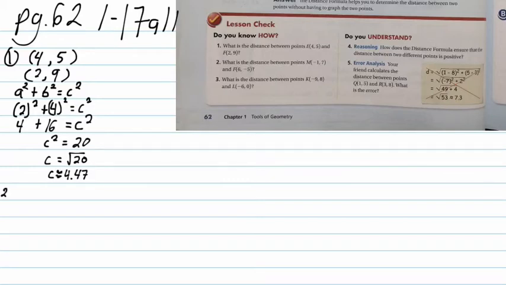Number 2, find the distance between -1, 7, and 6, -5. To find the distance between these 2 points, we're going to find the distance horizontally, find the distance vertically and use the Pythagorean theorem to find the distance diagonally. That's what the distance formula does. Distance between -1 and 6. 7. Distance between 7 and -5. 12. Wait. You guys agree?